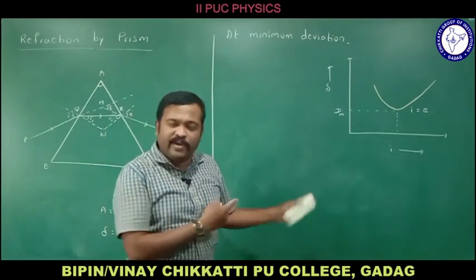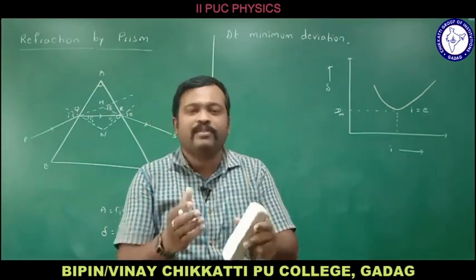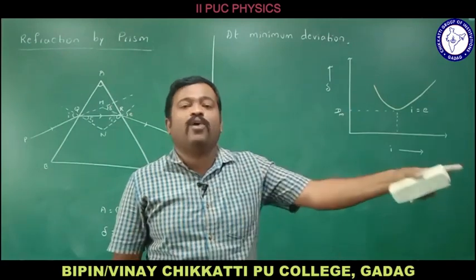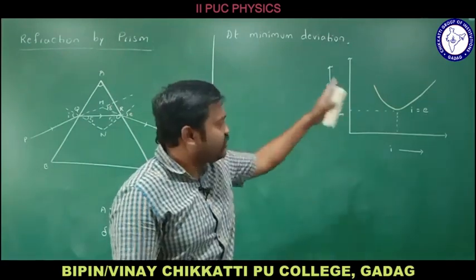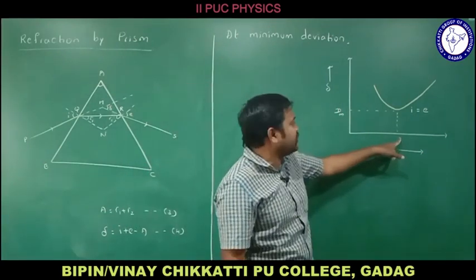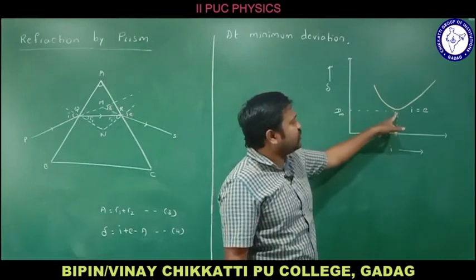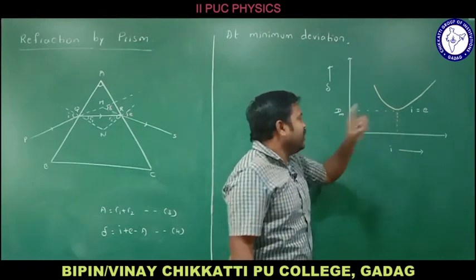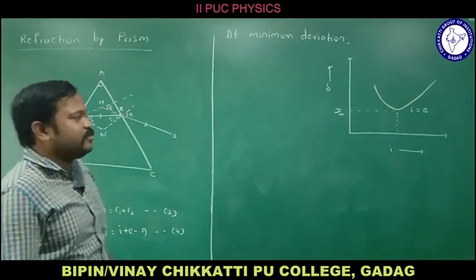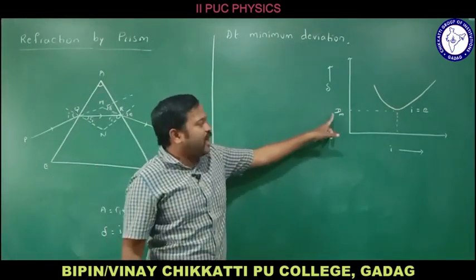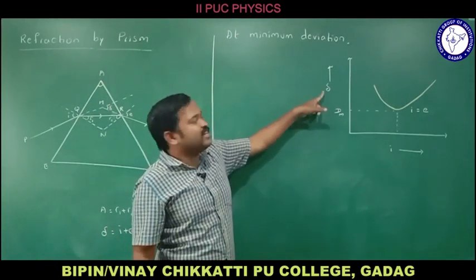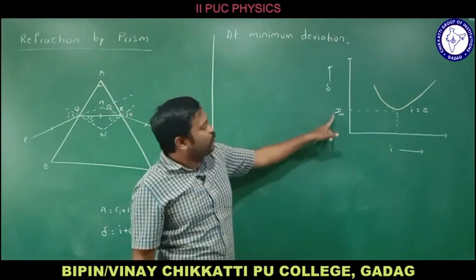This we will be verifying experimentally. When you come to the lab, you will have this experiment. We will give a prism to you, and you will vary the angle of incidence and check what happens to the angle of deviation, and you will get this graph. At a single angle of incidence, angle of deviation is minimum, and that angle of deviation is called the angle of minimum deviation, and we denote it by dm. What is delta? Angle of deviation. What is dm?